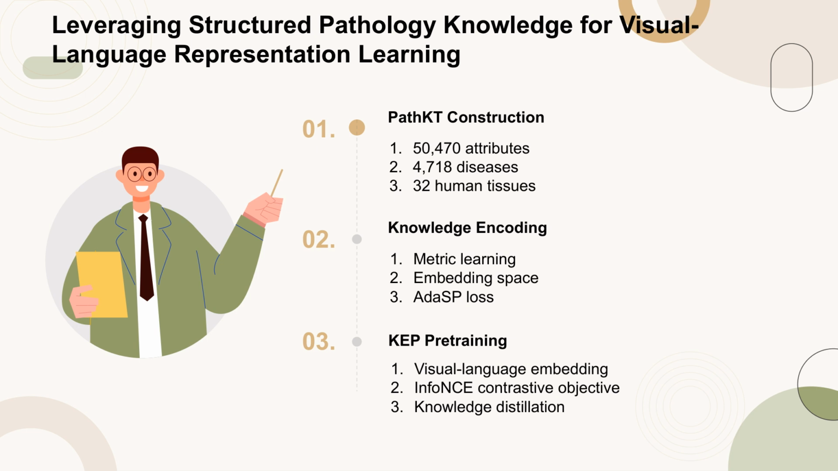This structured knowledge is then encoded into an embedding space using a knowledge encoder trained with metric learning techniques, specifically employing the Ada-SP loss. Furthermore, the knowledge encoder is utilized to guide visual language pretraining, termed knowledge-enhanced pretraining, KP. This approach involves creating a visual language embedding space and optimizing an InfoNCE contrastive objective, along with incorporating knowledge distillation to maintain alignment between images and captions within the knowledge space.